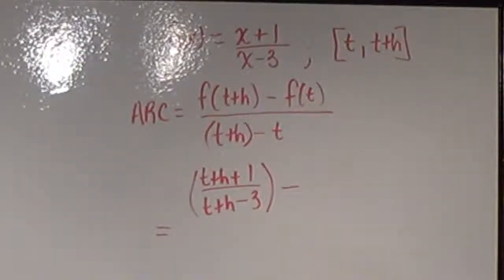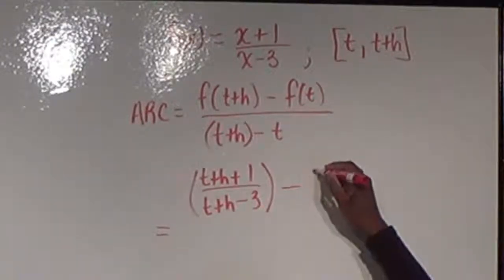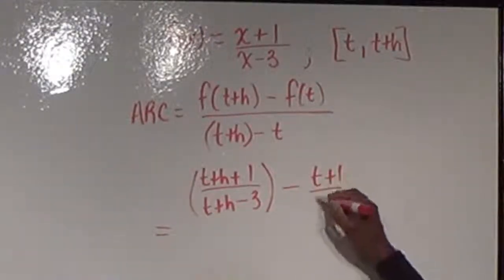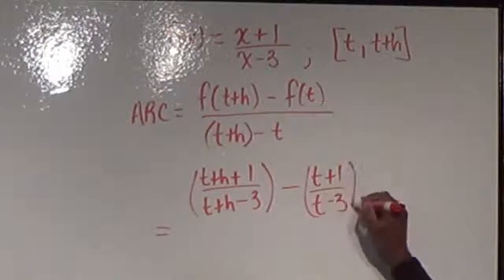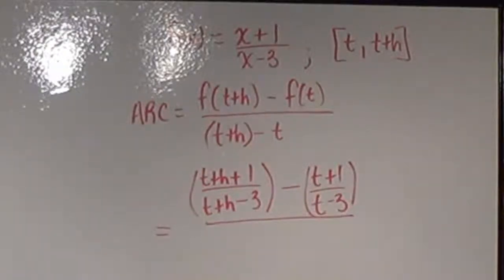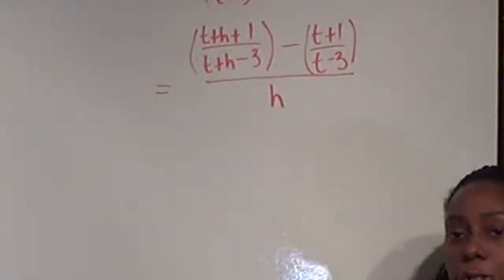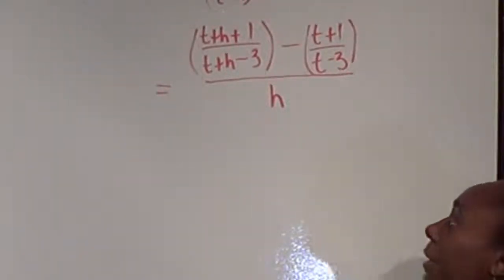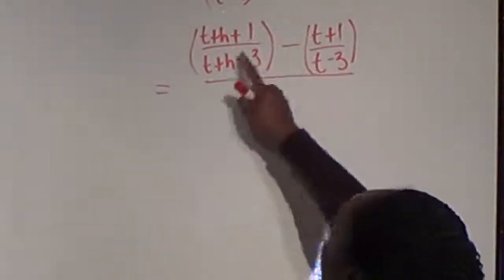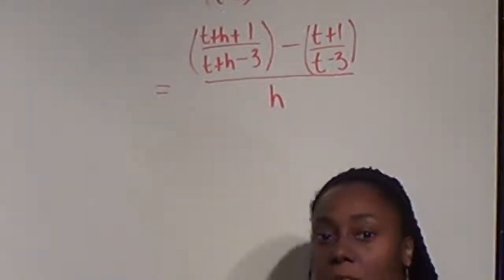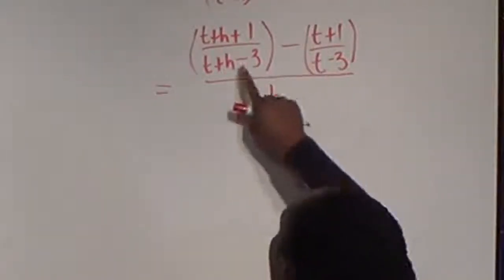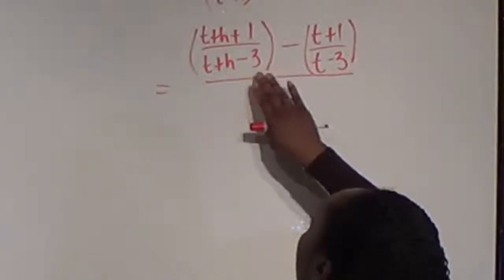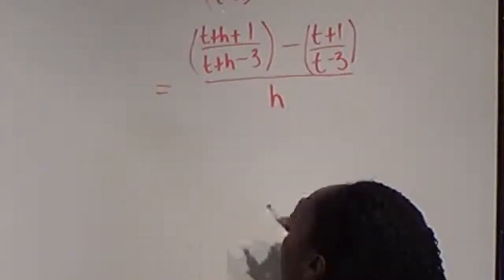Minus my f of t, so same thing, put in a t everywhere there's an x. And then on the bottom, t plus h minus t looks like just h. So now comes the simplifying. To simplify the numerator, I'm going to need a common denominator. So my common denominator here is t plus h minus 3 times t minus 3.